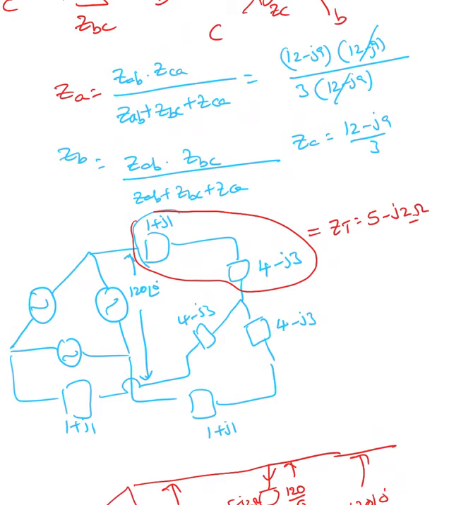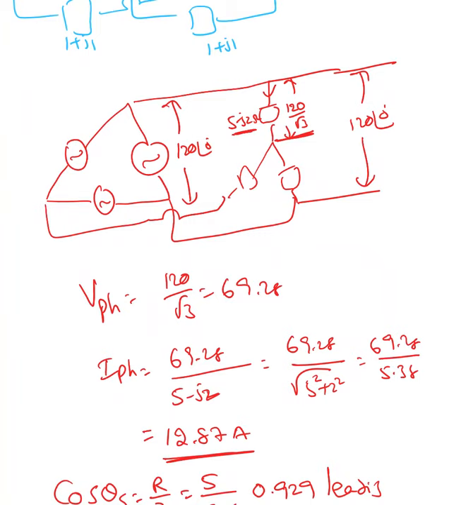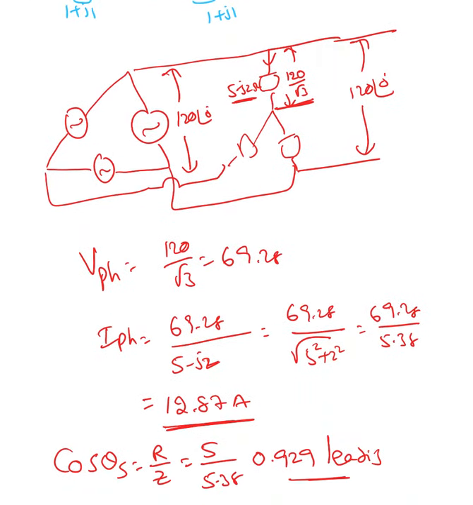Here I can find the load power factor, cos theta L equal to 4 over square root of 4 square plus 3 square, or I can write this as 5 at an angle of minus 36.86 degrees. So which is 0.8. This is also leading power factor. So load power factor is only 0.8, but when we look at the source, it is 0.929. Remember, 0.929 is always a better power factor than 0.8. It doesn't matter whether it is leading or lagging.